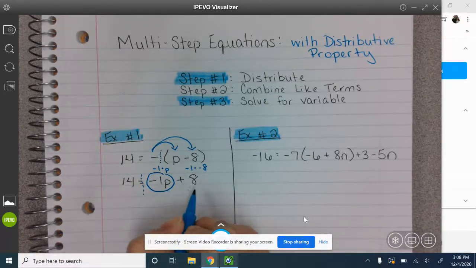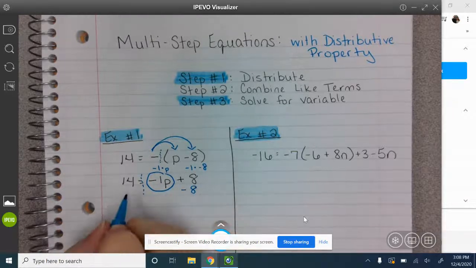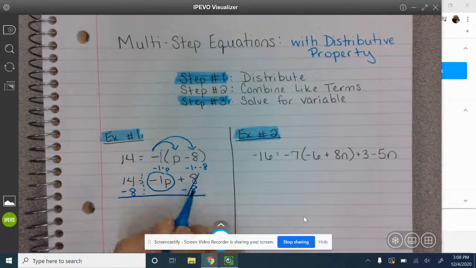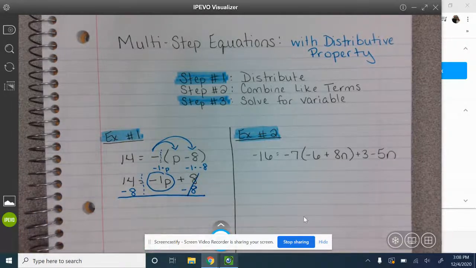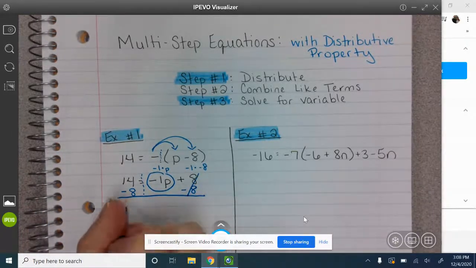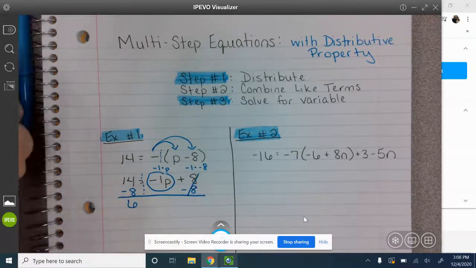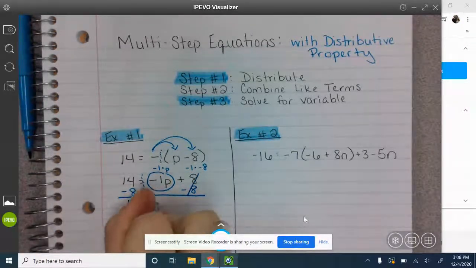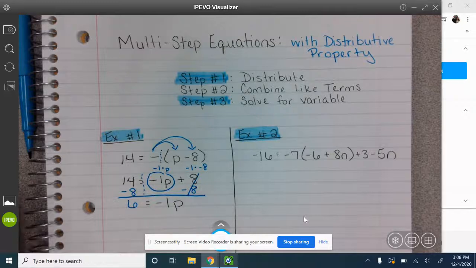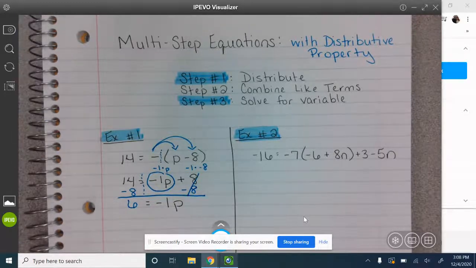So how do you kick out that third wheel? How do you undo plus 8? What's the inverse operation? It would be subtracting 8 or negative 8. If you do it to one side, you have to do it to both sides. 14 minus 8 will give you 6 equals negative 1p. At this point, we need to break up negative 1 times p.